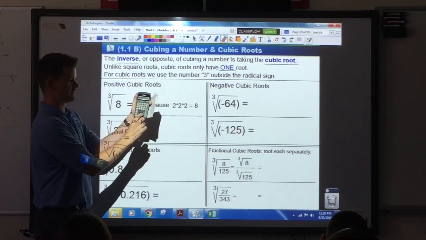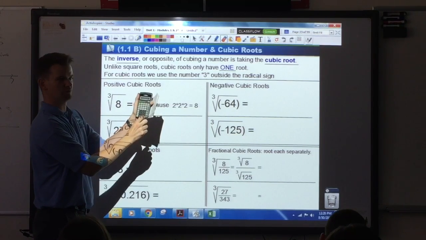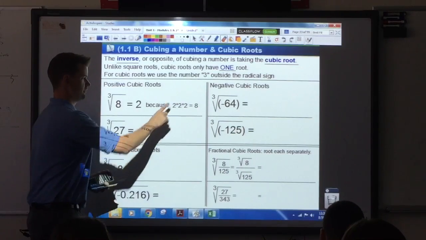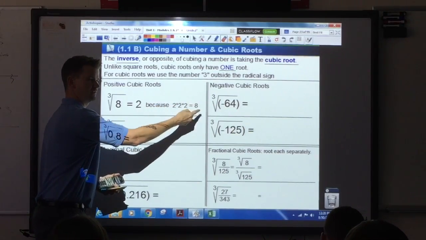So for cubic roots, we always hit 3. Hit 3. What do you get? And hit equal. 2. So the cubic root of 8 is 2. How do I know that? Because 2 times 2 times 2 gives me 8.